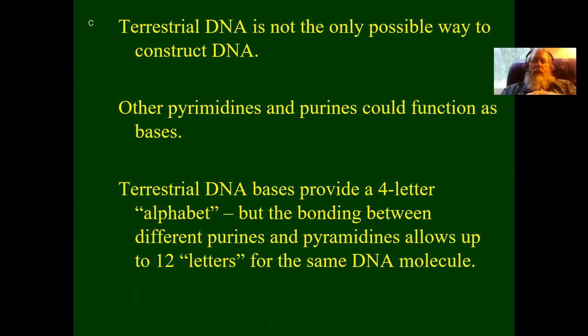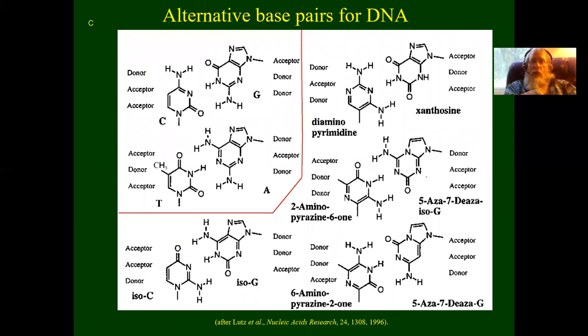Also, even with DNA, the way DNA is done by terrestrial organisms using just that selection of 4 bases, that's not the only way you can do DNA. You can do DNA with other bases. There are pyrimidines and purines besides the ones we've considered. And it seems that besides the 4 bases that are used, there are at least 8 others along the way that purines and pyrimidines can bind to each other that would work for DNA. And so here's just some representation of that.